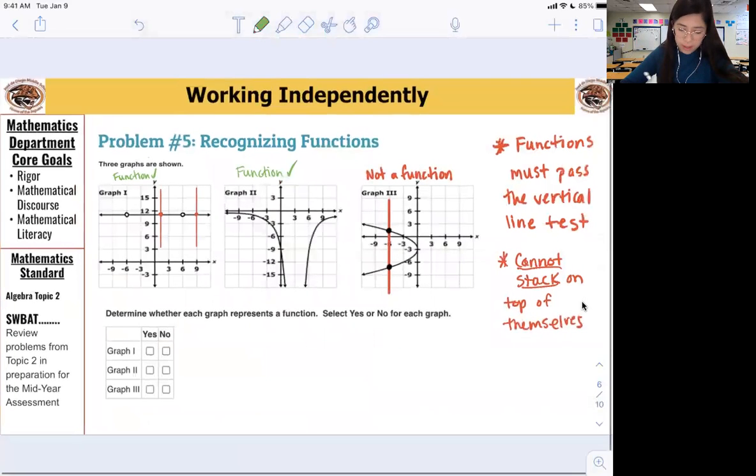Okay, so graph 1, yes. Graph 2, yes. Graph 3, that's the only one that's not a function.